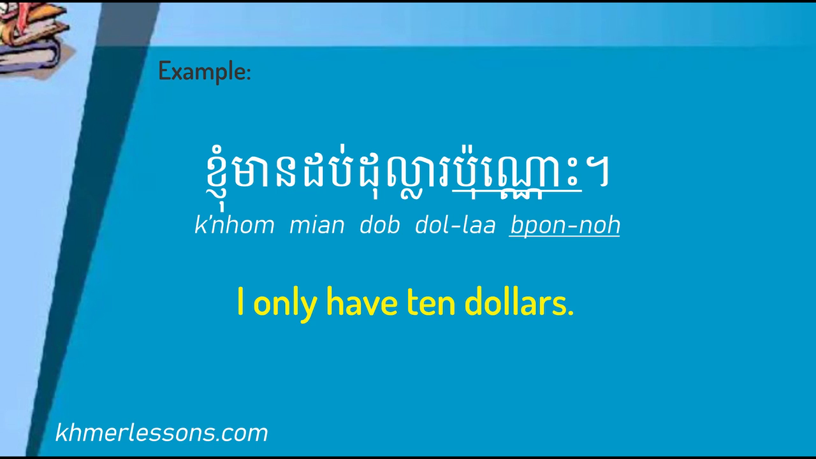I only have $10. In English structure, you say I only; you use only after the subject. But in Khmer, we use this structure instead: I have $10 only. And then in Khmer you say Khnyom mean dop dollar pon no. So dop dollar is $10. And then in Khmer we pronounce dollar.